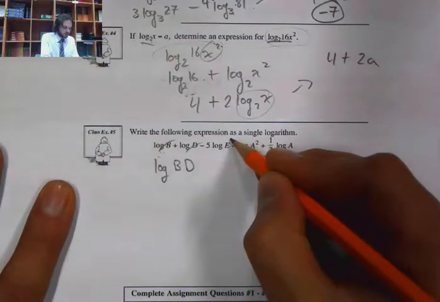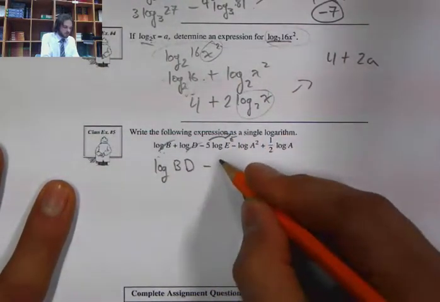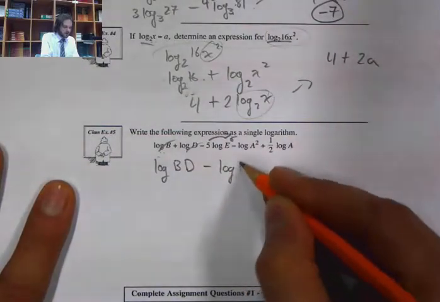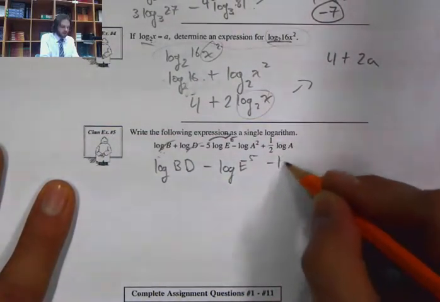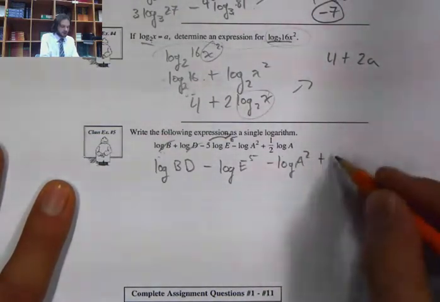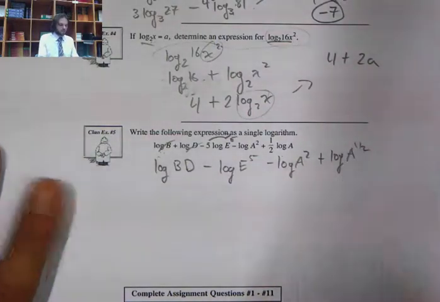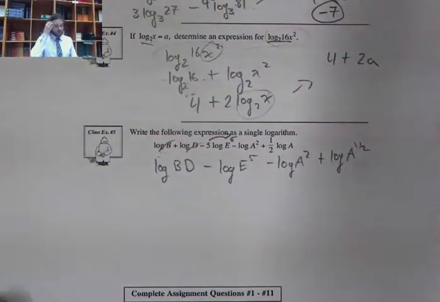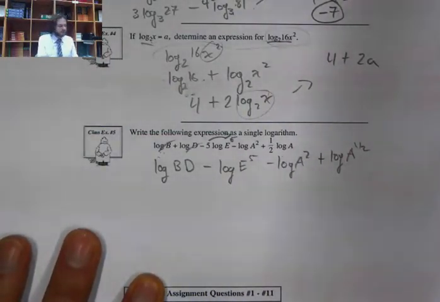Ooh, I want to put this on top. So that 5 is going to go on top. So let's tweak that up. So we're going to have log e to the 5. And we have minus log a squared. And we have plus, and I'm going to go log a to the 1 over 2. Okay? There we go. So let's try and continue this now. I did have some exponents that went on top that I missed.